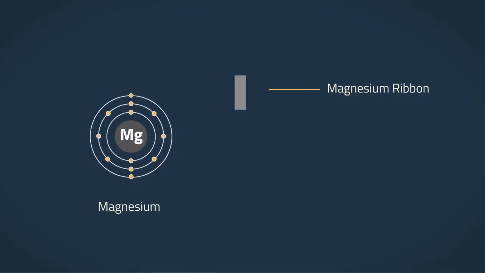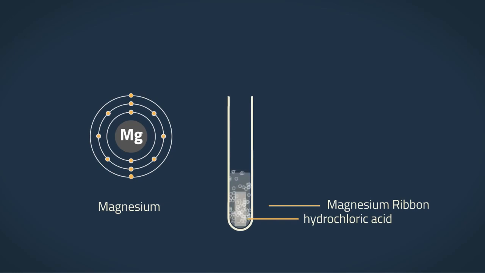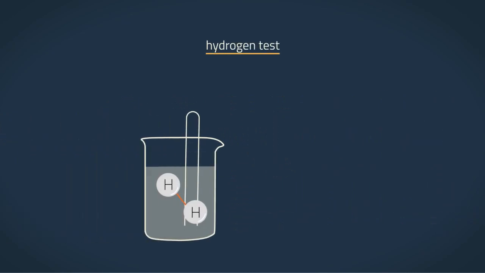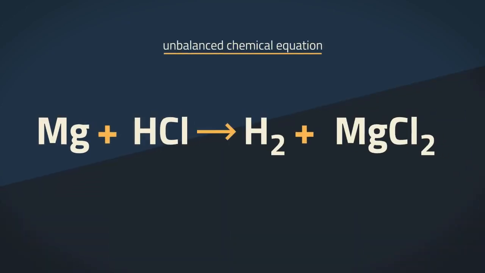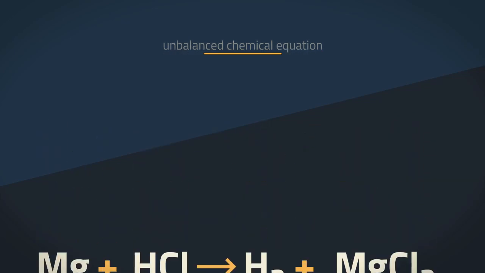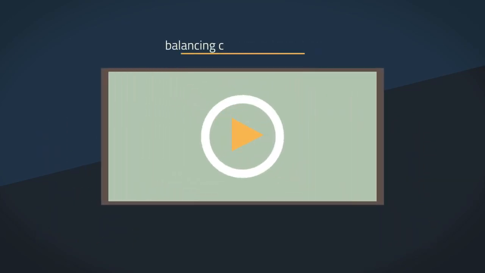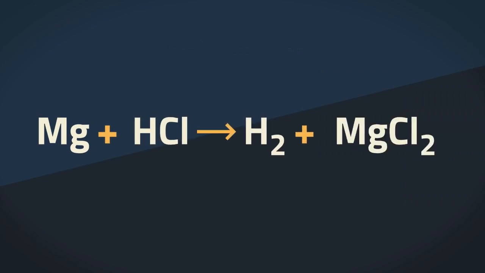Magnesium metal reacts with hydrochloric acid to produce hydrogen gas and dissolved magnesium chloride. We can test the presence of hydrogen gas by placing a lit splint at the mouth of a test tube. If we hear a distinctive squeaky pop, it means that hydrogen has indeed been produced. The unbalanced equation for this reaction looks like this. In another lesson on this channel, we learnt about balancing chemical equations. Can you try balancing this equation yourself?